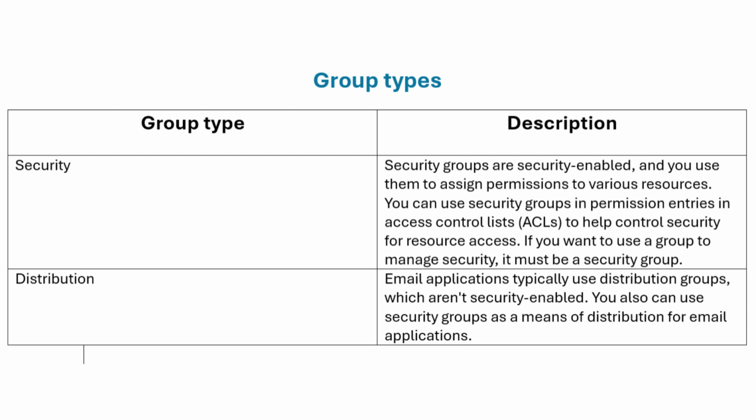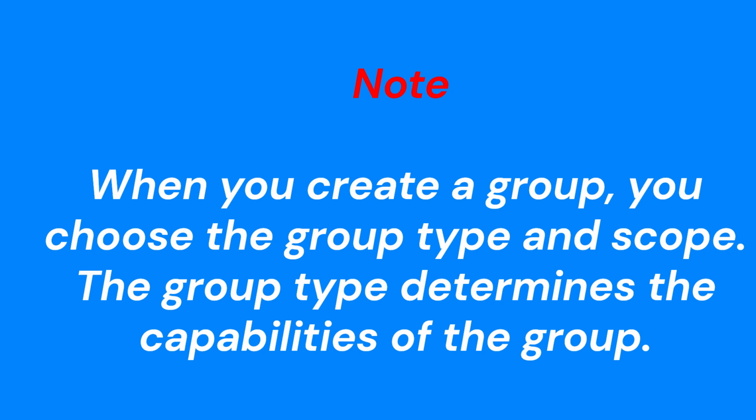Distribution: email applications typically use distribution groups, which aren't security enabled. You also can use security groups as a means of distribution for email applications. Note: when you create a group, you choose the group type and scope. The group type determines the capabilities of the group.